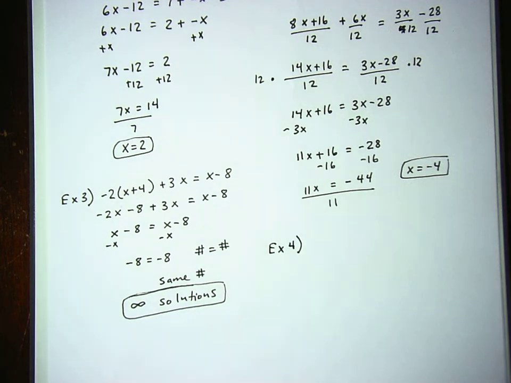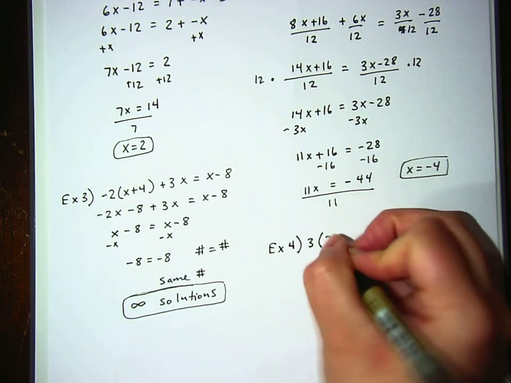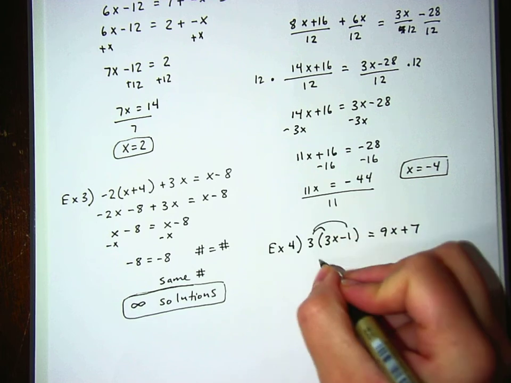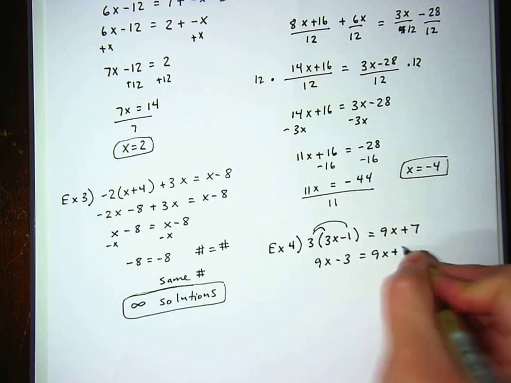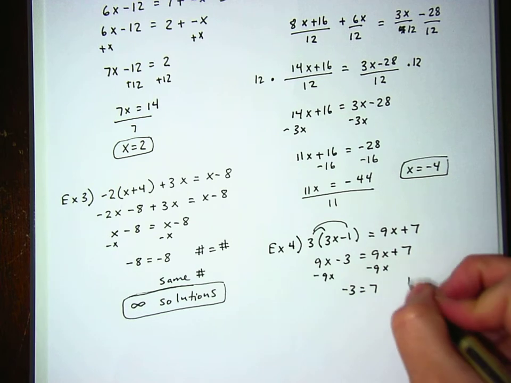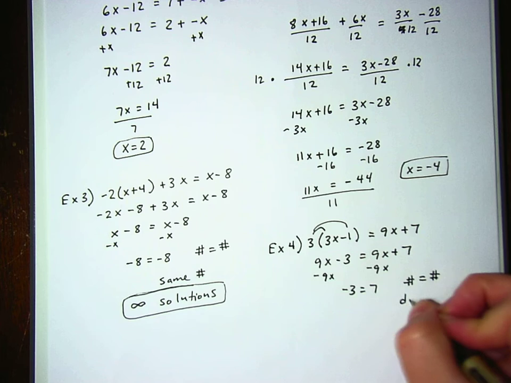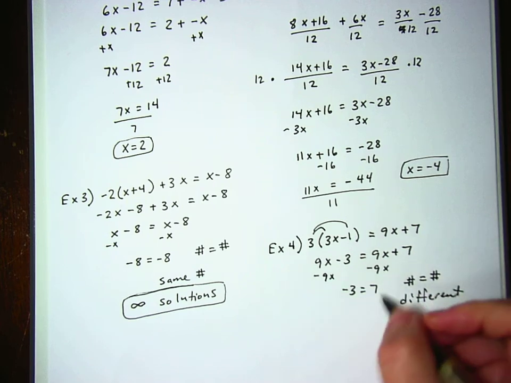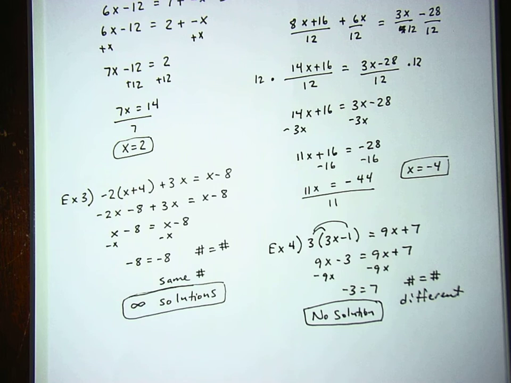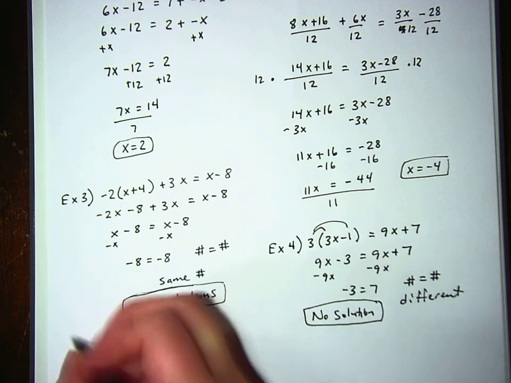Example 4. Let's do this one. 3 times 3x minus 1 equals 9x plus 7. So if I distribute again, I end up with 9x minus 3 equals 9x plus 7. And subtract the 9x on both sides, I get negative 3 equals 7. So here we have another problem where we end up with a number equals a number, but they are different numbers. And the variable went away again. So this is no solution. That means no matter what number you tried in there, it would never ever work. So that's how you know the difference between a regular solution problem and a non-solution problem.